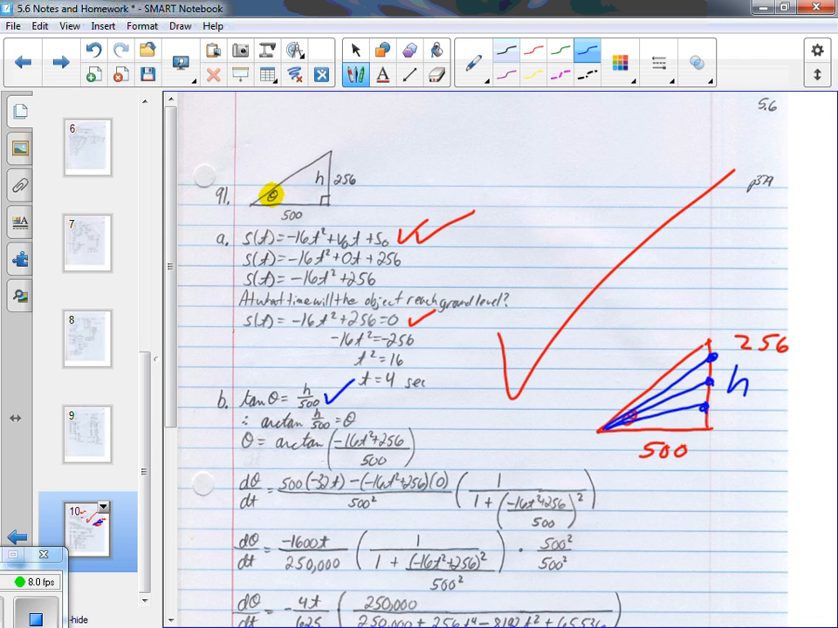Okay? So I wrote an equation involving theta. Tangent equals opposite, which I can't call 256 because the object doesn't stay at 256, over adjacent, which I can call 500 because the camera does not move closer to where the object's going to hit. It stays there. Okay? So if the tangent of theta equals h over 500, we've been working with inverse tangent and inverse sine and inverse cosine, or arc. That means then that the arc tangent of h over 500 equals theta. We have an equation for theta now.